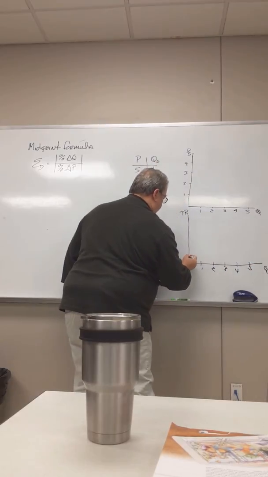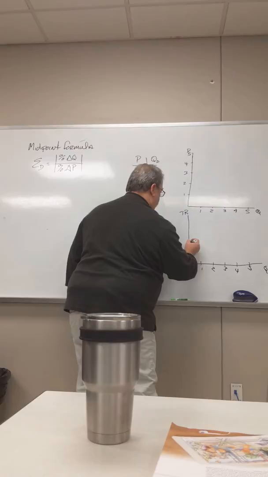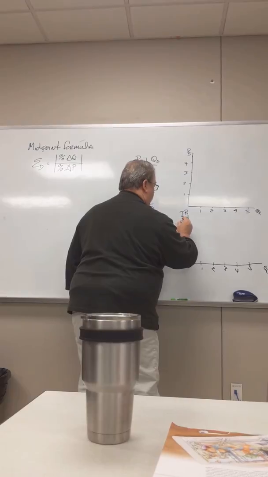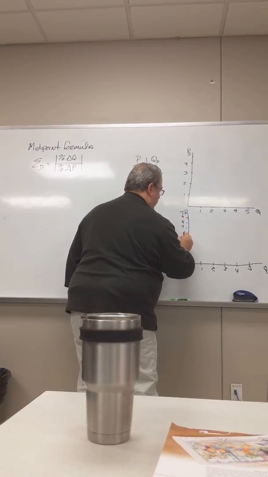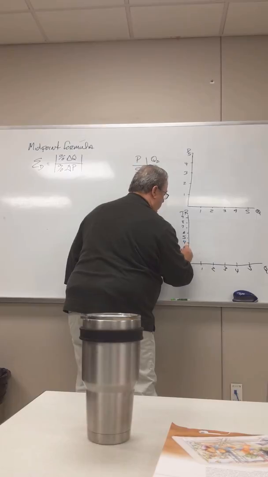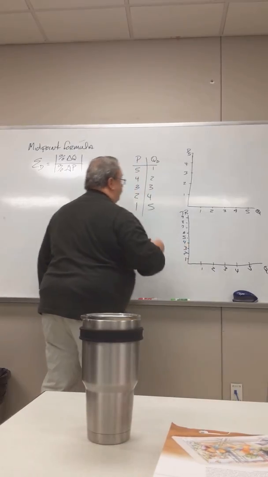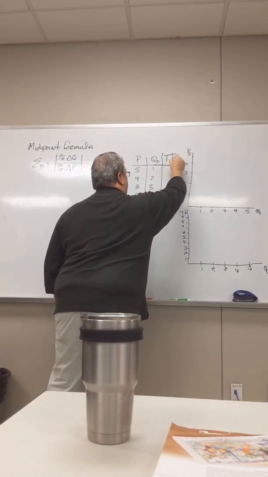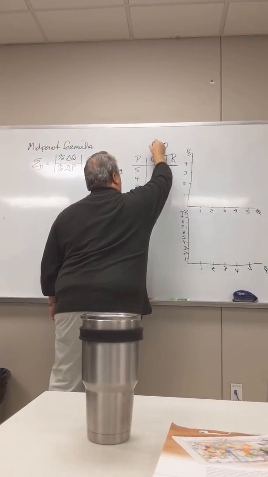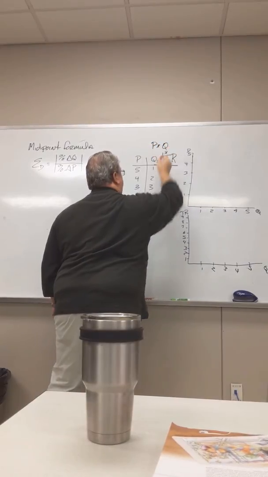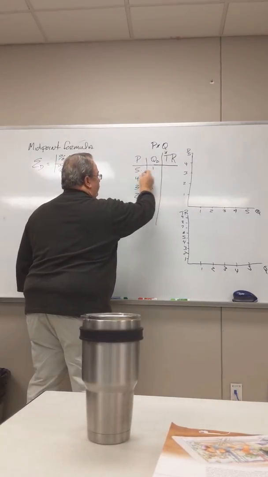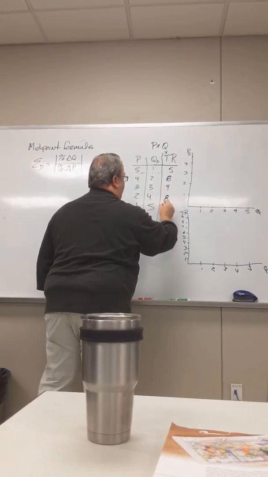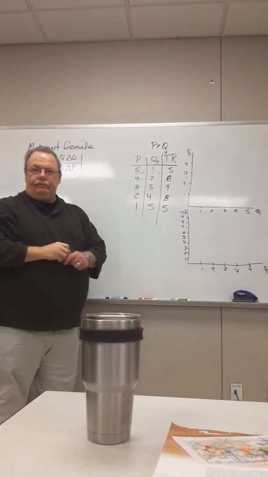Since I've already done this problem, I know I'll just scale this one. All right, first thing I'm gonna do is calculate total revenue. Total revenue is price times quantity. So 5 times 1 is what? 5, and 8, 9, 8, and 5. So we have created a parabola.